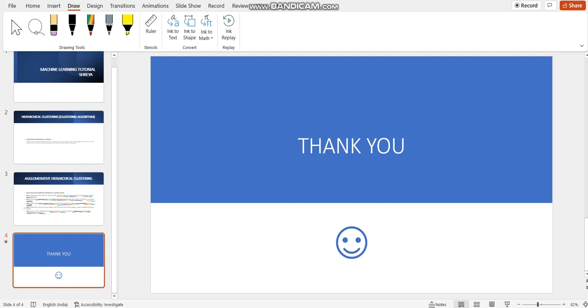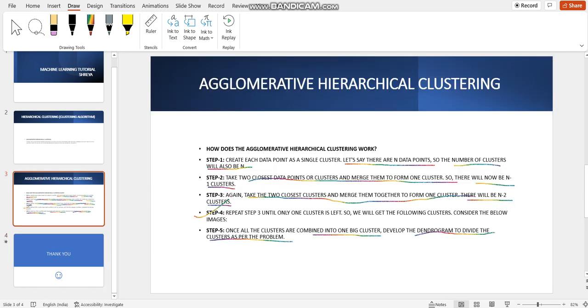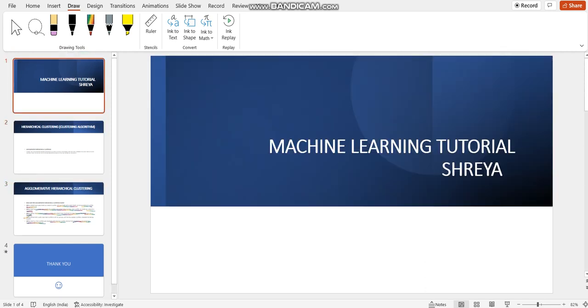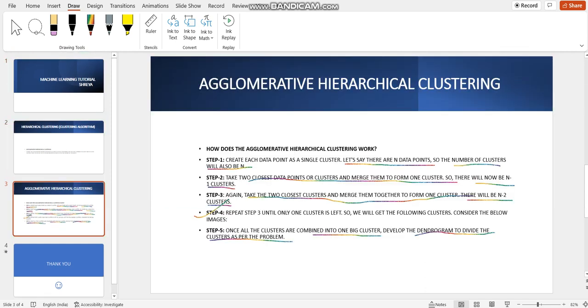I would suggest you go through how agglomerative hierarchical clustering works on your own also. You can understand it at your end, and you can take the help of the internet as well, to see how it actually works.